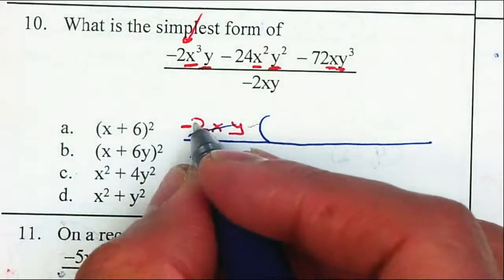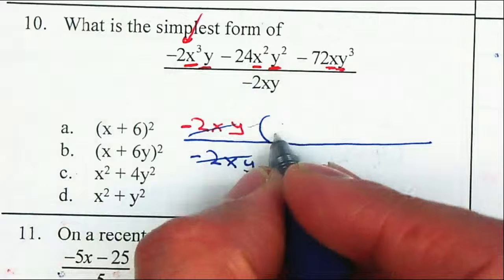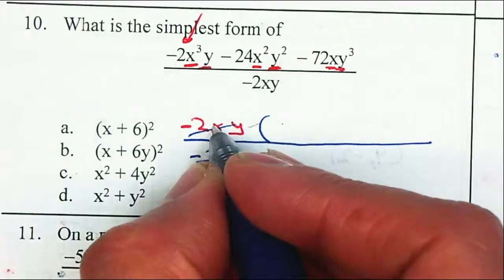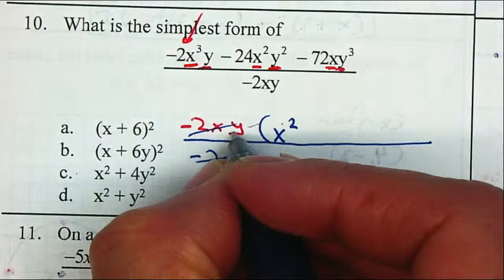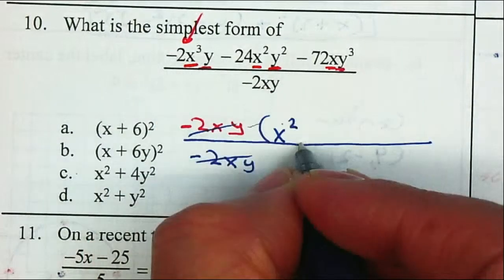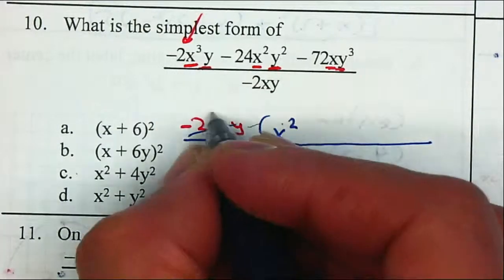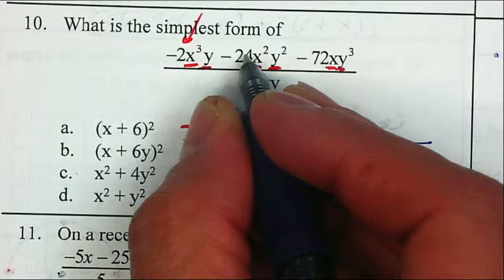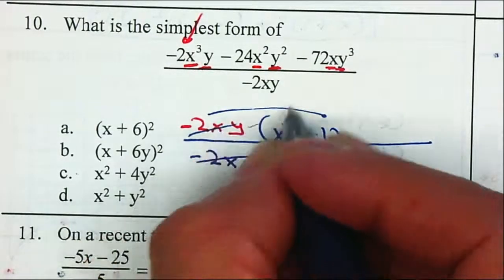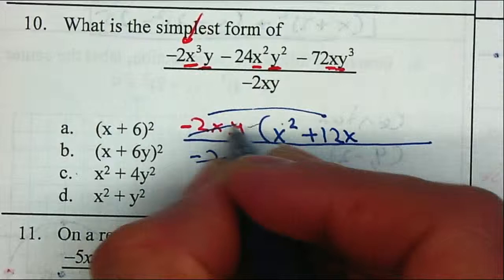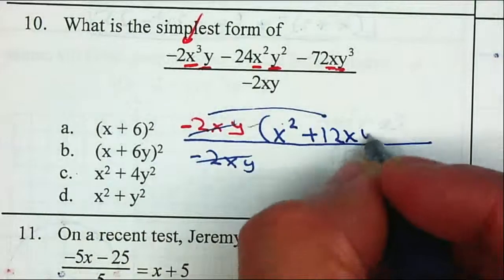What do I need to multiply negative 2 to get negative 2? Just a 1. And I have 1x and I need x to the third, so I need x squared. I have 1y and I only need 1 y, so I don't need anything else. What do I need to multiply negative 2 to get negative 24? So I'll be positive 12. I have 1x, but I need 2, so I need 1 more. I have 1y, but I need 2, so I need 1 more.